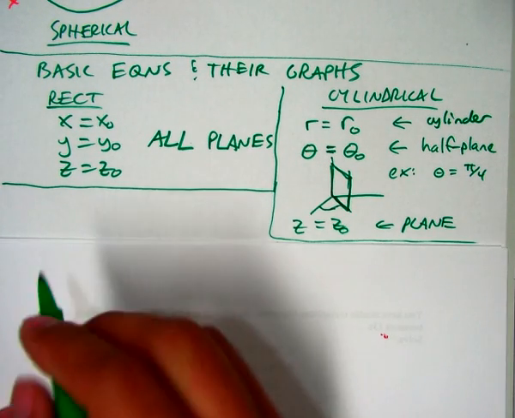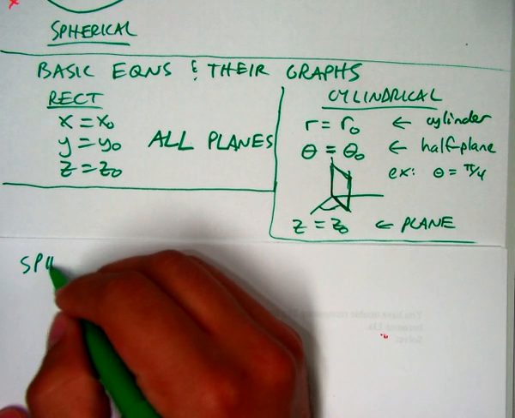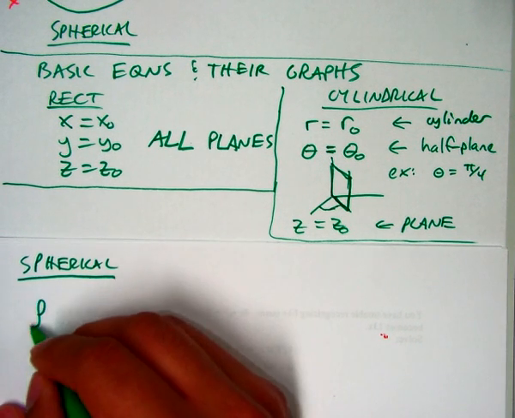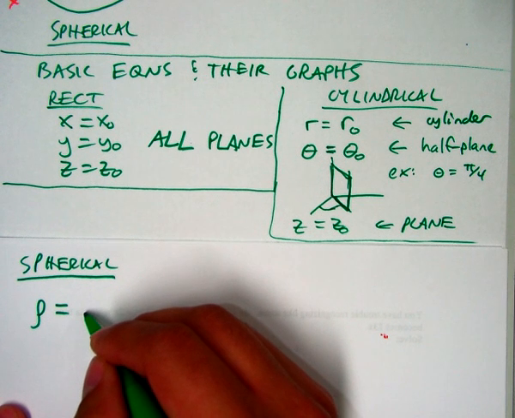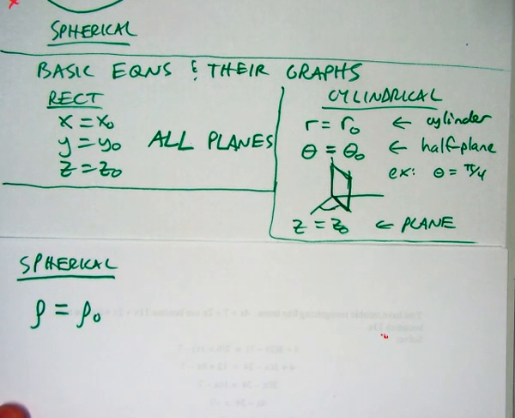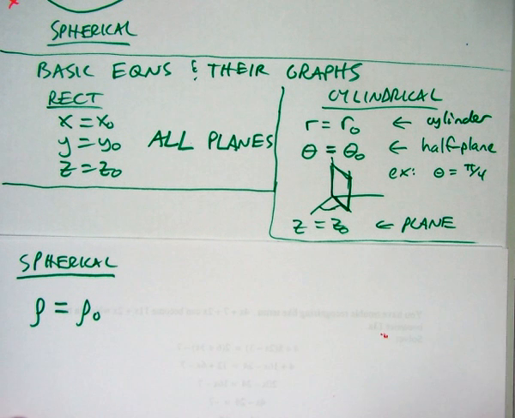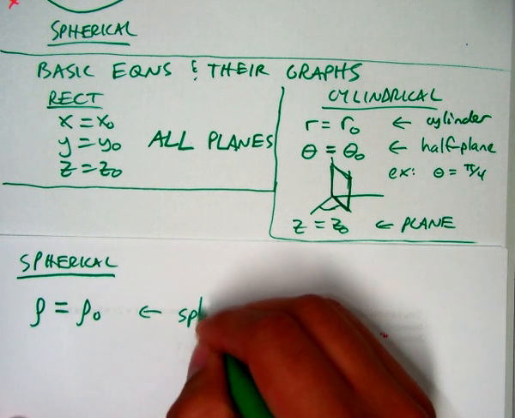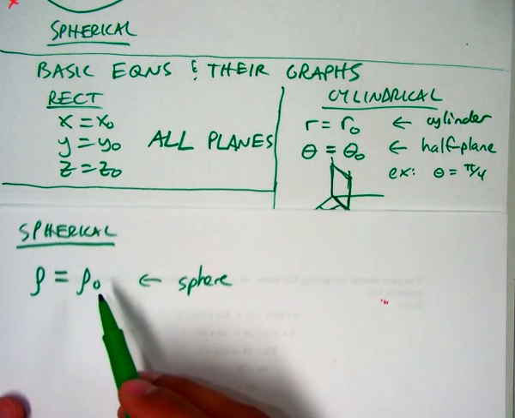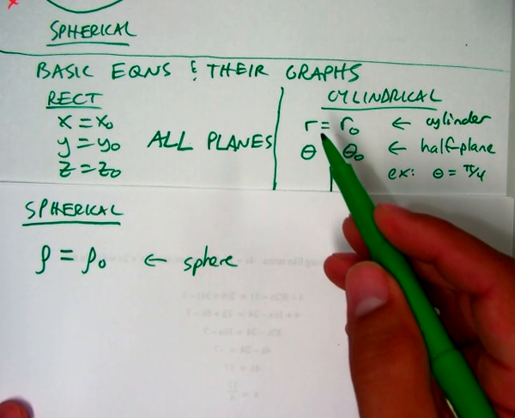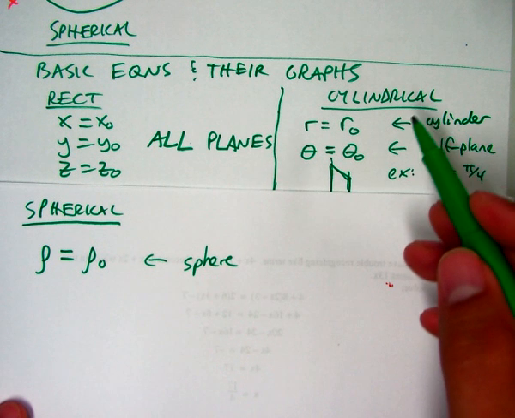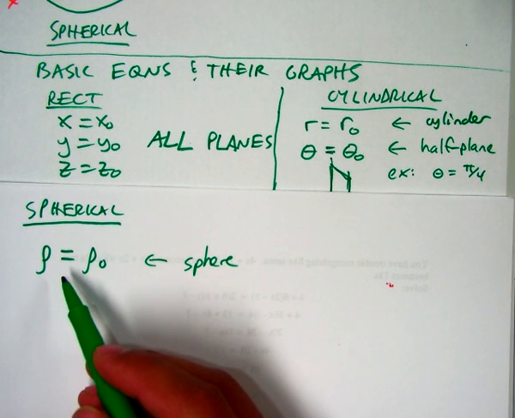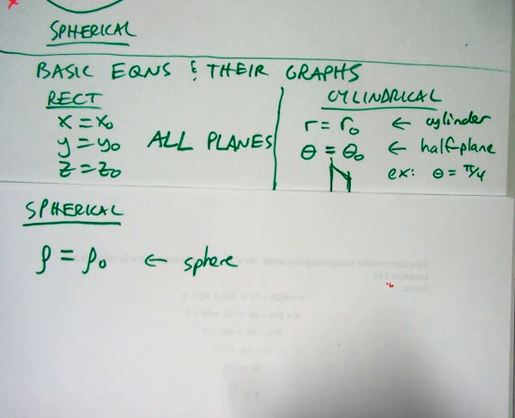Now in spherical, if I do a radius equal to a constant, now it's going to be a sphere. Another way to think about this, it's kind of like before. If we're in polar, it's a circle. If it's r equals a constant in cylindrical, it's a cylinder. Here, if I have a radius, which is now rho, equal to a constant, it's going to be a sphere in spherical.